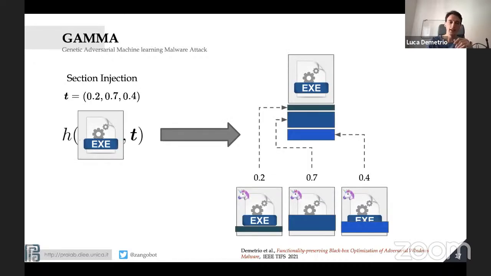So how does Gamma work? Let's take the section injection. I am adding a new section to the program. If I apply this T with the goodware that I want, I'm basically asking to add to the input malware 20% of the first, 70% of the second, and 30% of the third. And that's our adversarial malware. Maybe here we also injected 500 kilobytes, but the space of the manipulation is just a 3-dimensional vector. And that's a good compression for our needs.